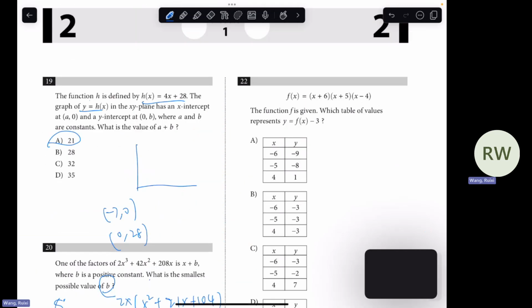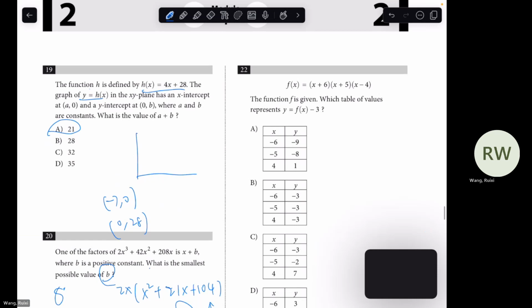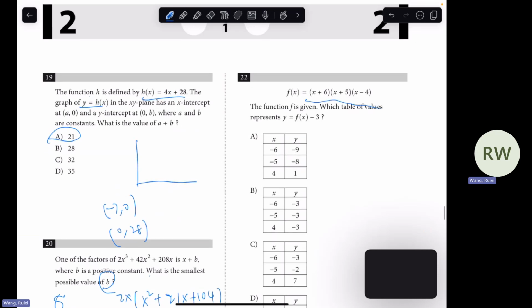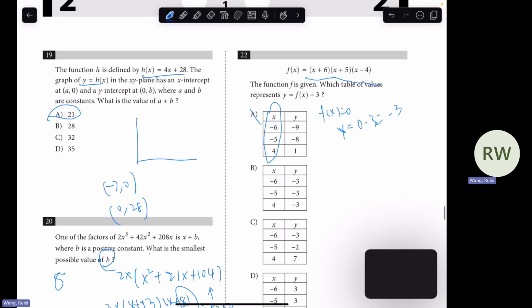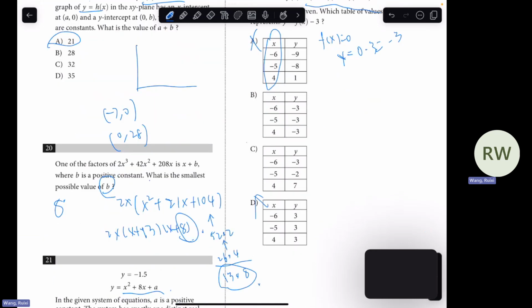Move on to the next one, which is a table of values. Represent this, right? So you kind of want to plug in and check. If f(x) equals this, then all these values should make f(x) itself equal 0, which means that y equals 0 minus 3, which is -3. Okay, so A is out, and actually they all have these same values, right? So the answer must be B.